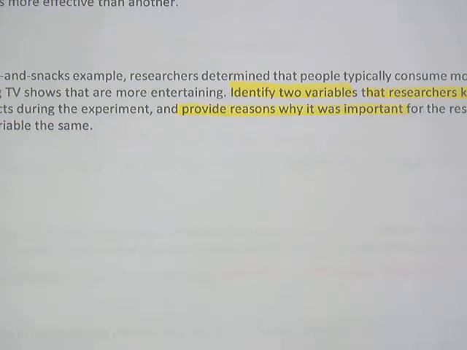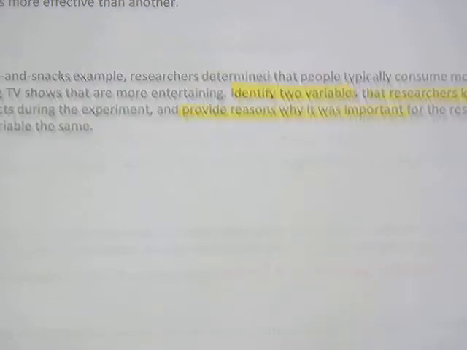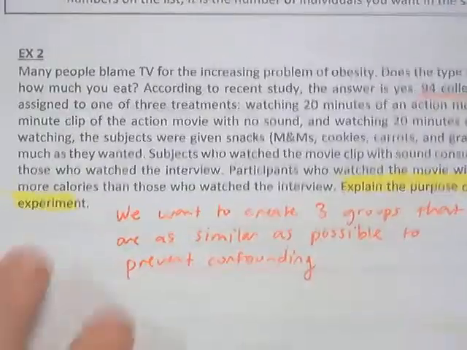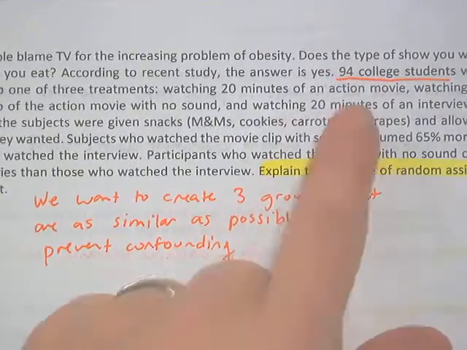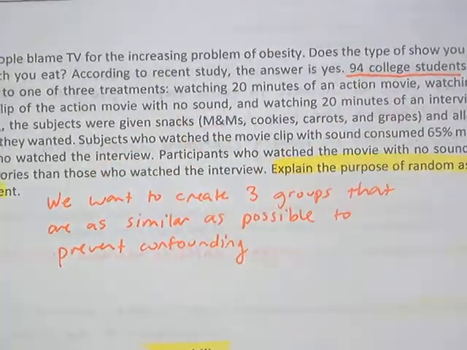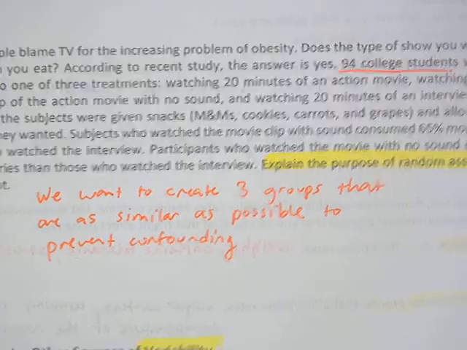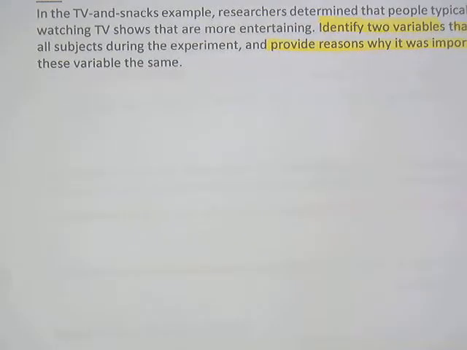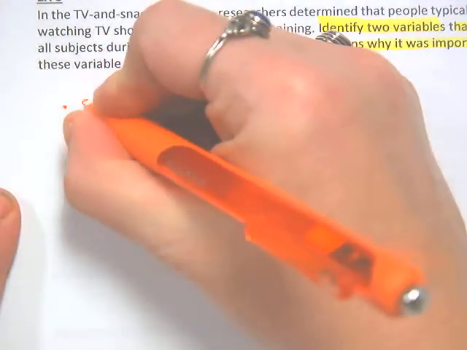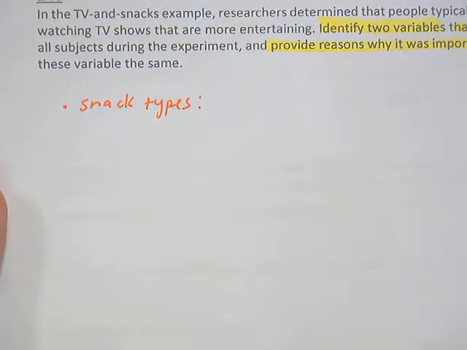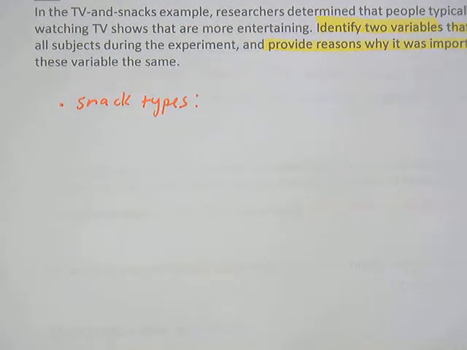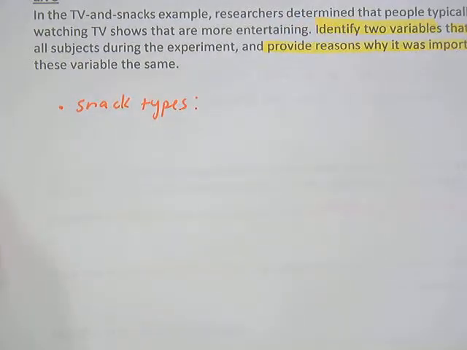I think you guys can do this without a lot of help from me. In that TV experiment, what was something that they kept the same for every single one of the 94 students that volunteered to do this? The snacks were all the same. Very good. That's one. So snack types. Why was it important? It says provide reasons why it was important to keep the snack types the same. Why do you think it was important? Because they can choose for themselves. It allows the people to choose for themselves.